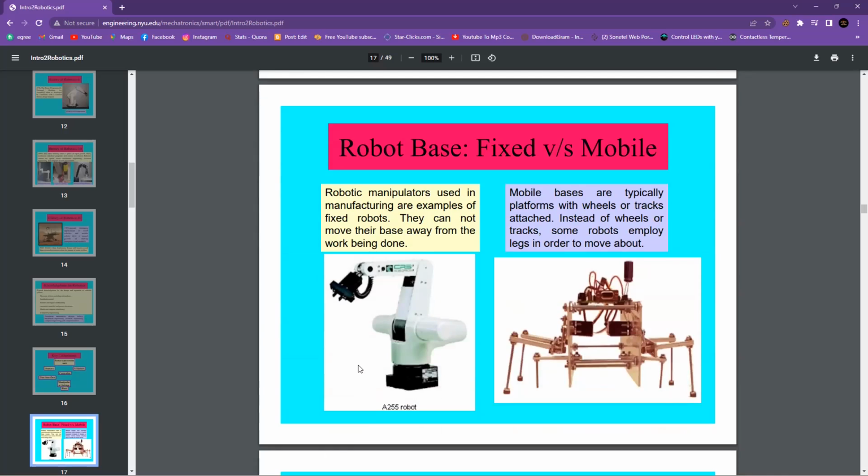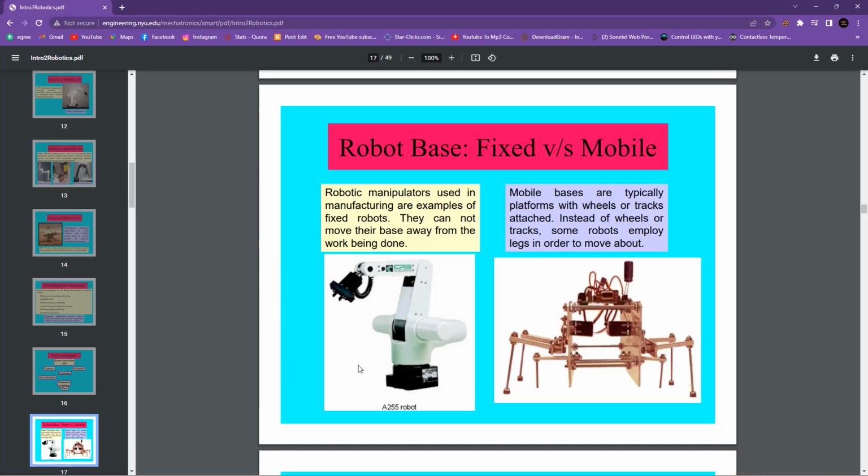So yes, I was talking about stationary robots, also called fixed robots. Robotic manipulators used in manufacturing are examples of fixed robots; they cannot move their base away from the work being done. For example, these welding robots. Sorry, I said machines instead of robots. Pardon me for that. These robots do not move. They can't move on their own. They mostly work with their arms; their only movable parts are the arms.